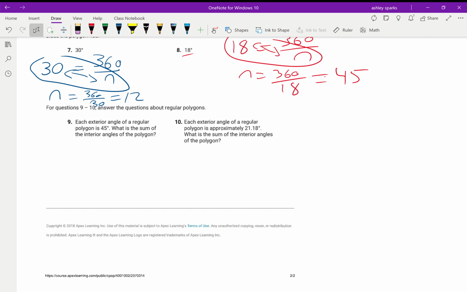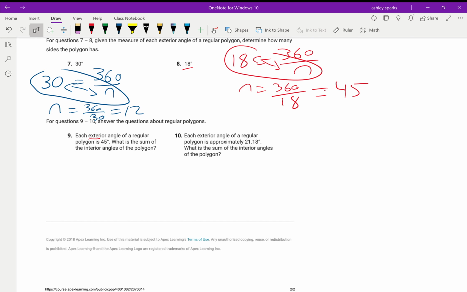And our last couple ones. Each exterior angle of a regular polygon is 45 degrees. What is the sum of the interior angles of our polygon? All right, so we know the exterior angle. Let's start there. Knowing the exterior angle is what we just did in 7 and 8. So 45 is going to equal 360 over n. We're going to pull our switcheroo.